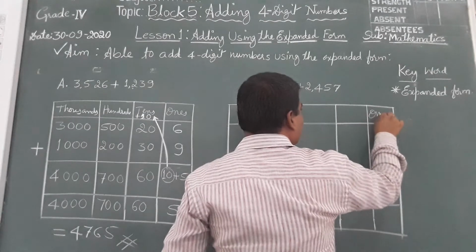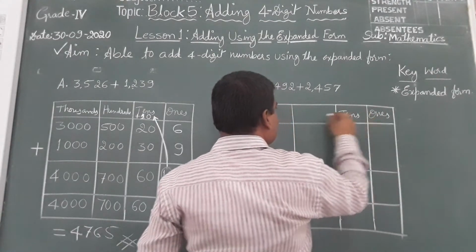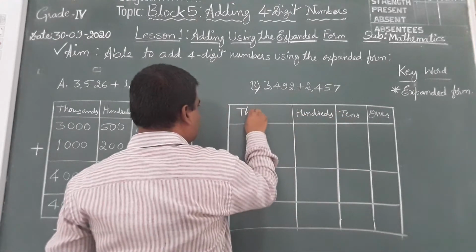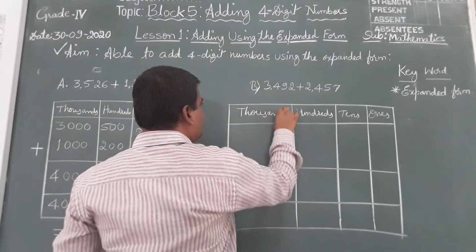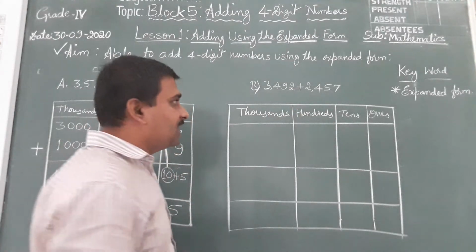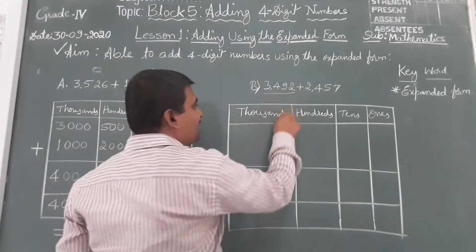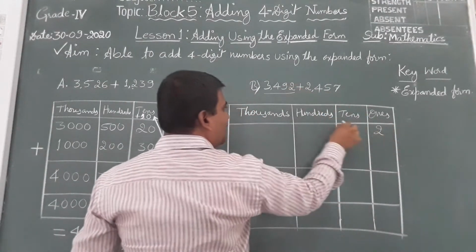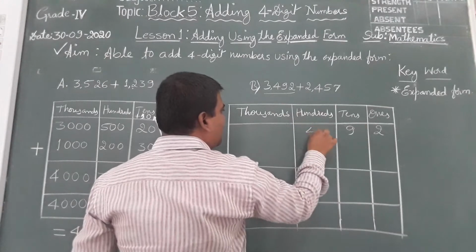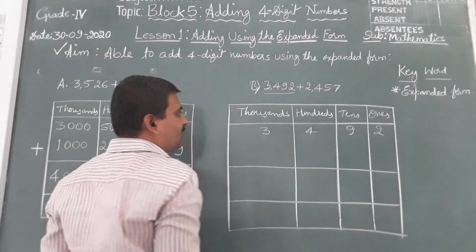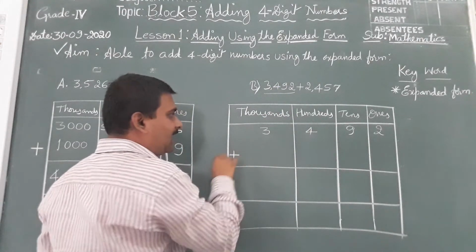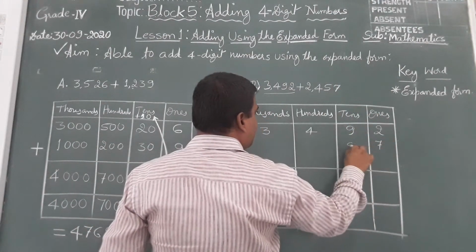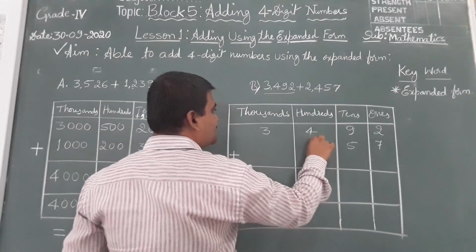This is the ones place. This is the tens place. This is the hundreds place. And this is the thousands place. In the ones place, if you want to write from that side, start from 2 and 9 tens, 400s, 3000s. What are we doing children? We are adding. 7 ones, 5 tens, 400s.